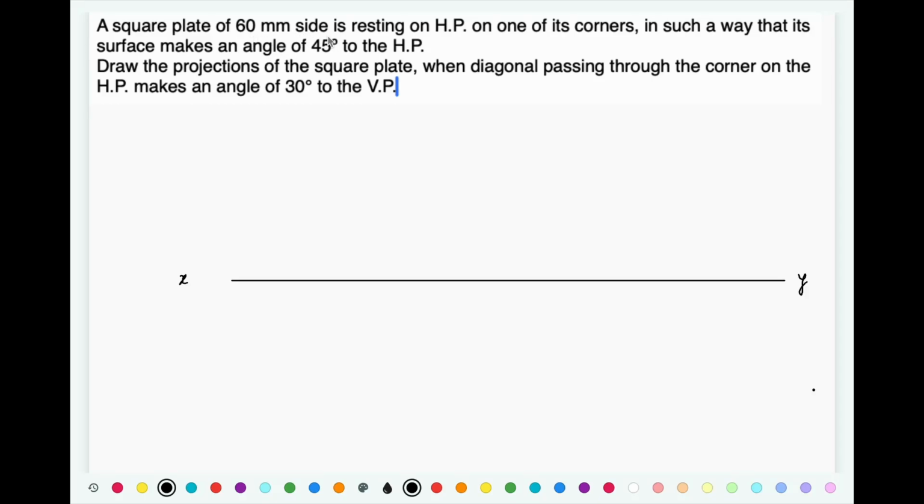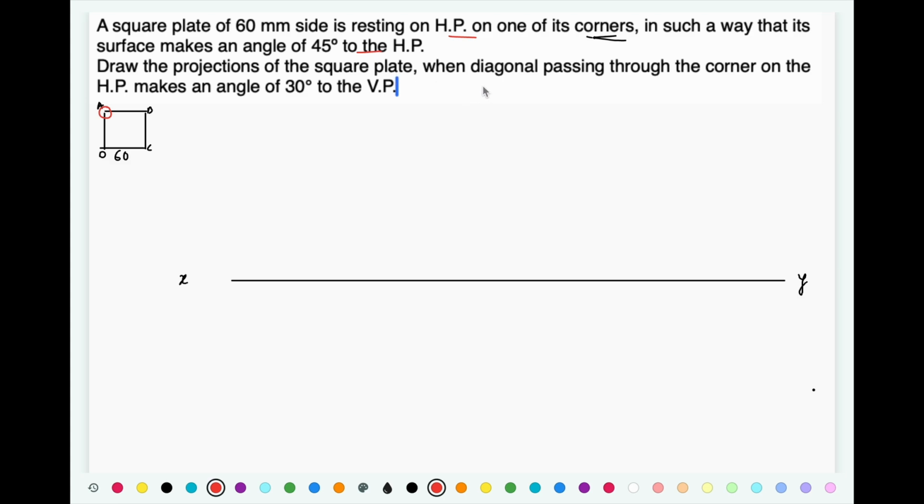A square plate of 60 side is resting on HP on one of its corners. So the object is a square plate. The dimension is 60. Let's say it has got corners A, B, C, D. Out of those corners, let's say it is resting on this corner A on HP in such a way that its surface makes an angle of 45 degree with HP. So surface is also inclined to HP.